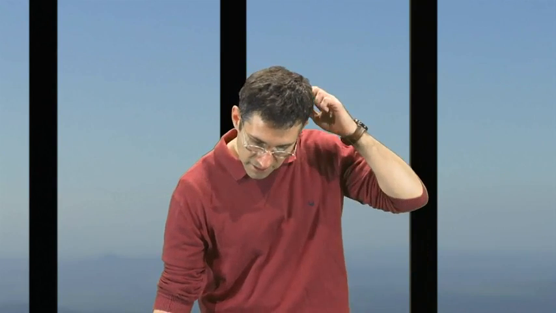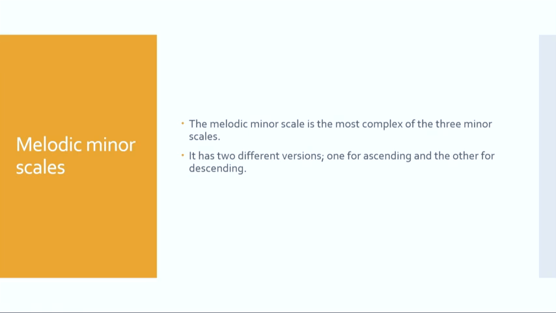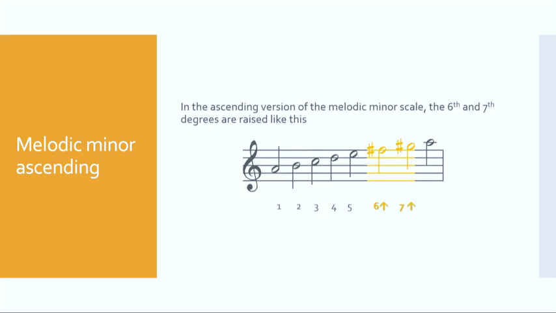Now the melodic minor scale is a little bit more complex than that, because it has 2 versions. It has one version for going up and one version for going down, and that's what makes it slightly more complicated. So let's first look at the ascending version, the going up version. In this particular version, we do exactly the same as we did before by looking for the relative minor, but both the 6th and the 7th note must be raised, not just the 7th note as when we were working with the harmonic minor scale.